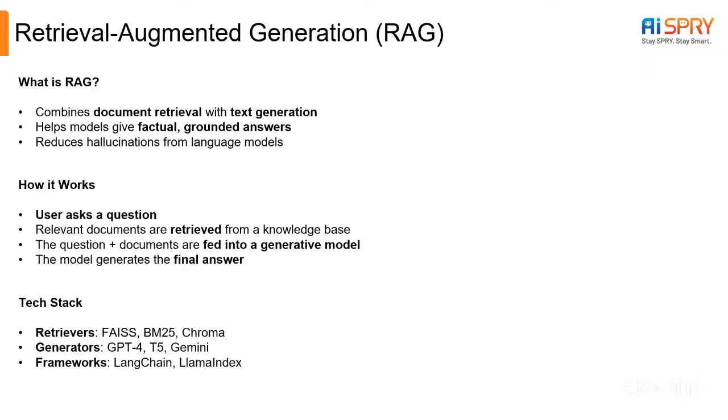Let me repeat with an example. The user asks, what is friction in physics? The relevant documents are retrieved from the knowledge base. Here the knowledge base is our school notes or school textbooks. Once the documents are retrieved, the question plus documents are fed into the generative models to generate the concise, final answer. This is our final output, which we see on the user interface as the chatbot response.